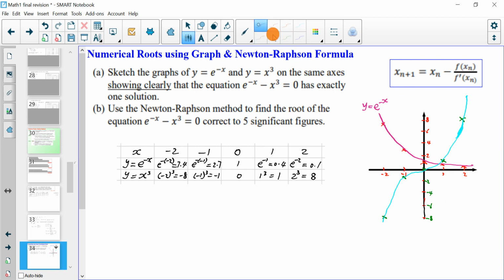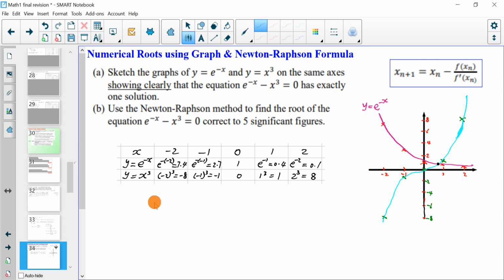Now the purple graph and the blue graph have exactly one point where they're crossing, intersecting, and you can see actually from the graph, it's somewhere between 0 and 1. So after you've obtained this one intersection, you can conclude that the equation e to the minus x minus x cubed equals 0 has exactly one solution.